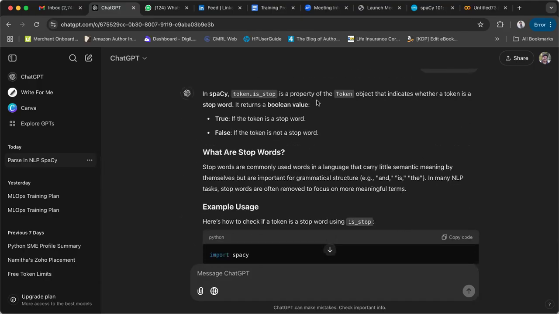Okay, so it's a property of the token object that indicates whether a token is a stop word. It returns a boolean value, true or false. If the token is a stop word, it's true. If the token is not a stop word, false.